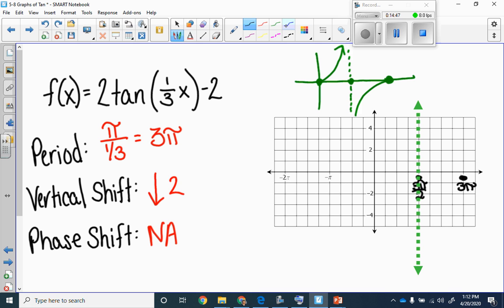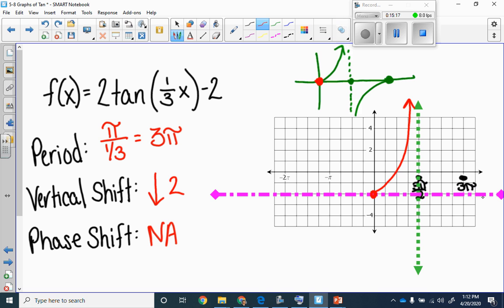Now, another thing that we have to keep in mind is that we are shifting this down 2 units. So like I said, there's not a midline, but I am going to shift what would have been my x-axis down 2 units. And so now as I plot my points, where I would have normally been starting here at 0, 0, now I'm going to start at -2.